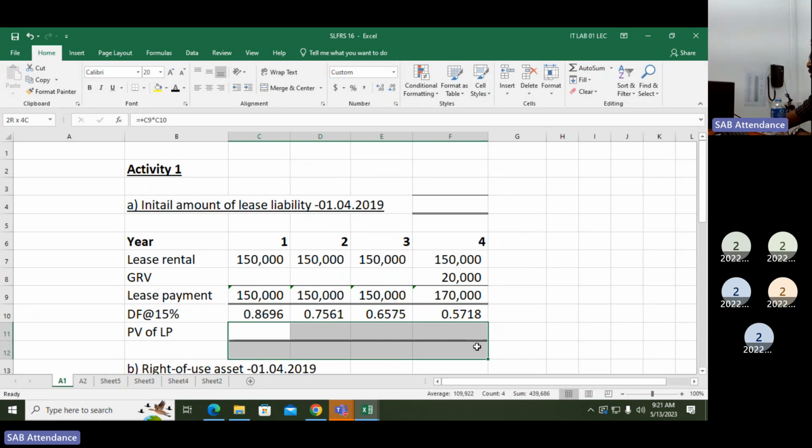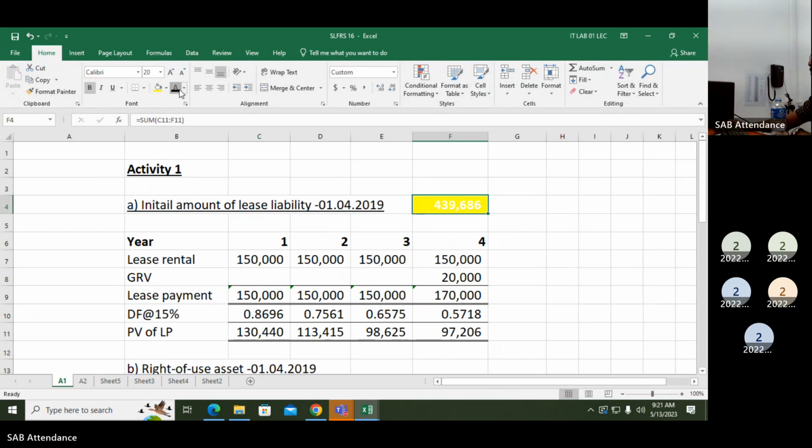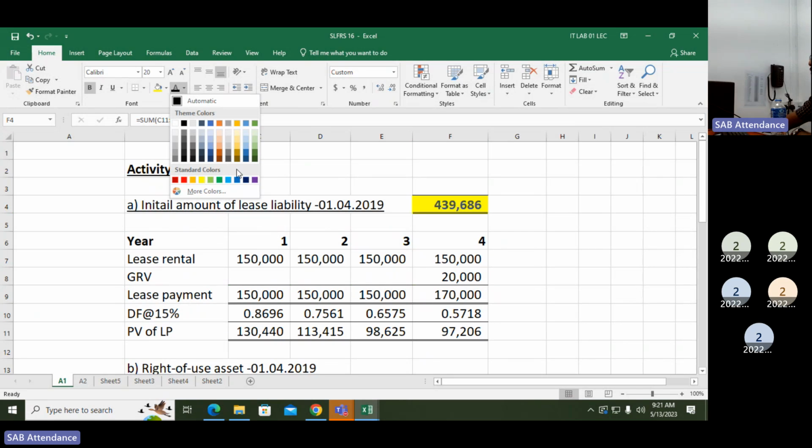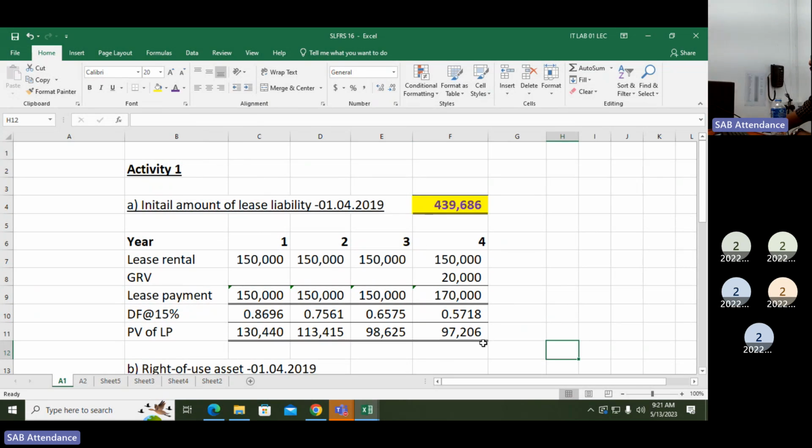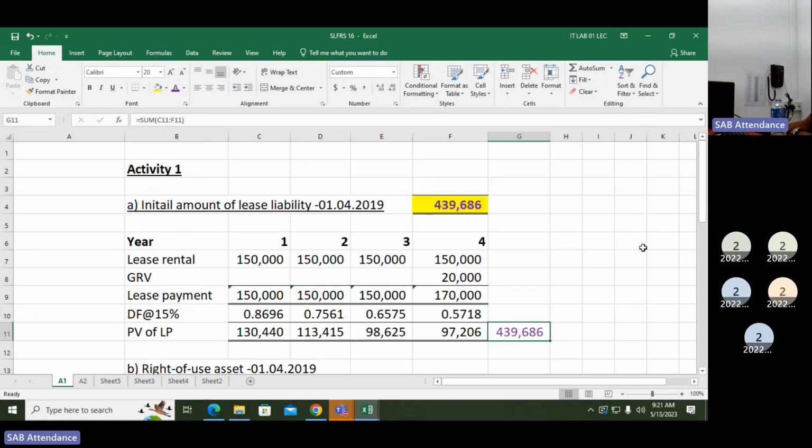Then take the total. So the total becomes 439,686. This is the initial measurement of the lease liability.